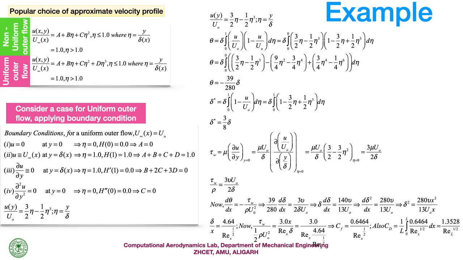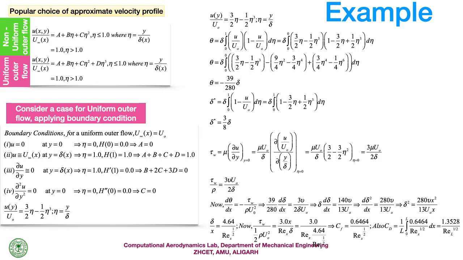That is u by u infinity equal to a plus b eta plus c eta square plus d eta cube, where u infinity is not a function of x. Now eta is defined as y by delta of x. When eta is greater than 1, the value of u by u infinity is 1. If you satisfy these boundary conditions, a will come out to be 0 from the first boundary condition.